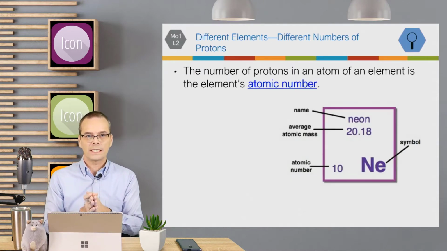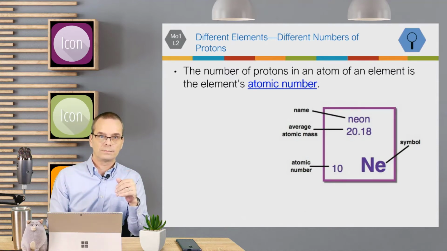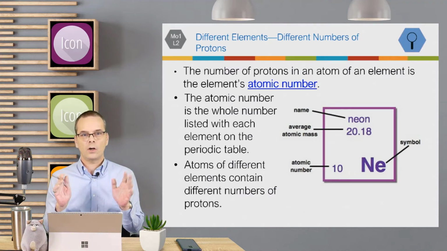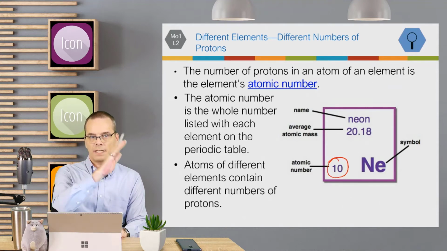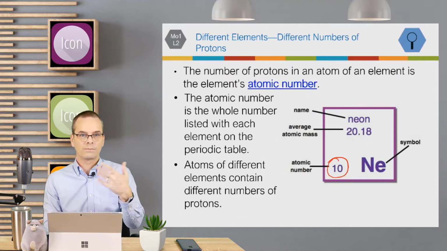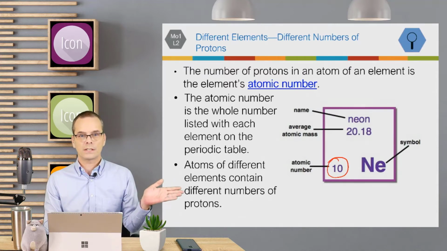The number of protons in an atom of an element is its atomic number. The atomic number is the whole number listed with each element on the periodic table. Remember, my other example was in the upper corner, and now this one is in the lower corner. But it's usually a whole number. Atoms of different elements contain different numbers of protons. Always remember that. That's how they organize it.